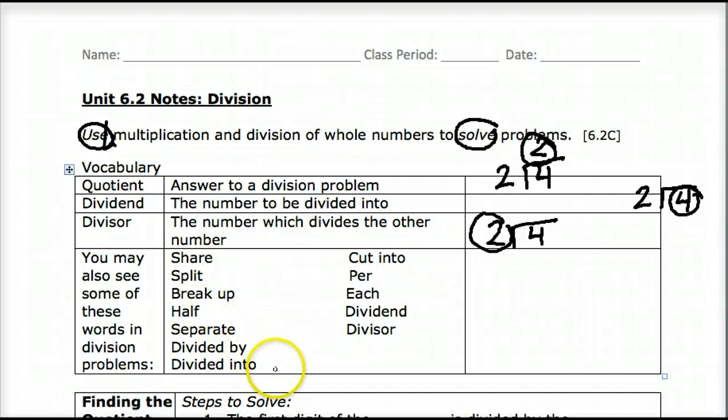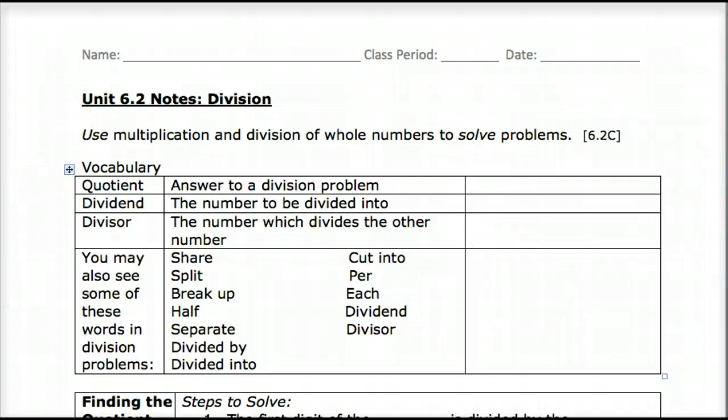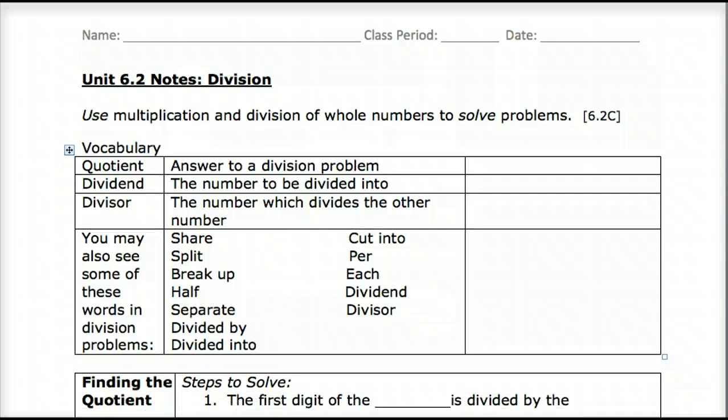Some words you may see in division word problems would include share, split, break up, half, separate, divided by, divided into, cut into, per, each, dividend, and divisor. A couple of the operation signs that you may see would be our traditional division sign, and you may also see problems written as a fraction. So if I had 2 over 4, that fraction bar serves as a division sign. Now we are going to talk about the steps involved when solving a division problem.